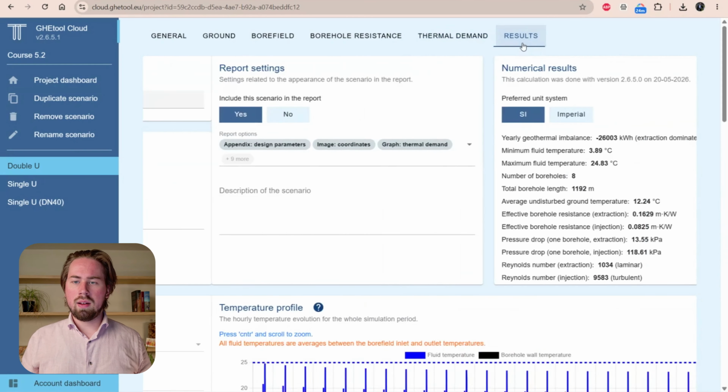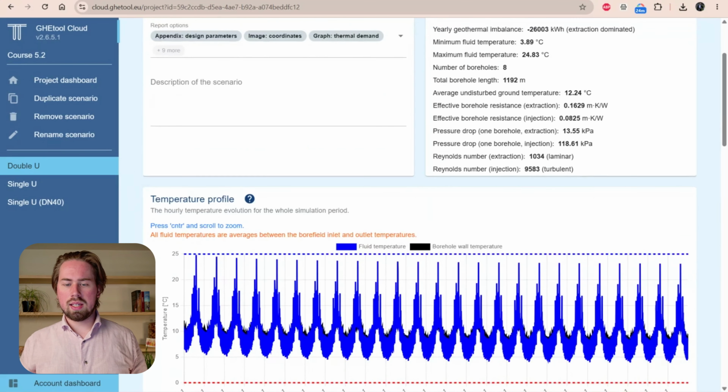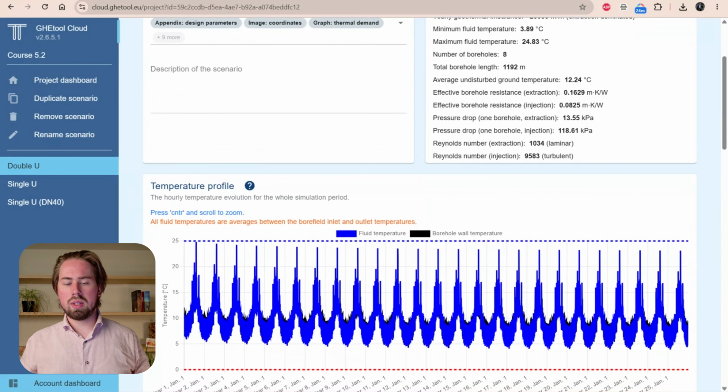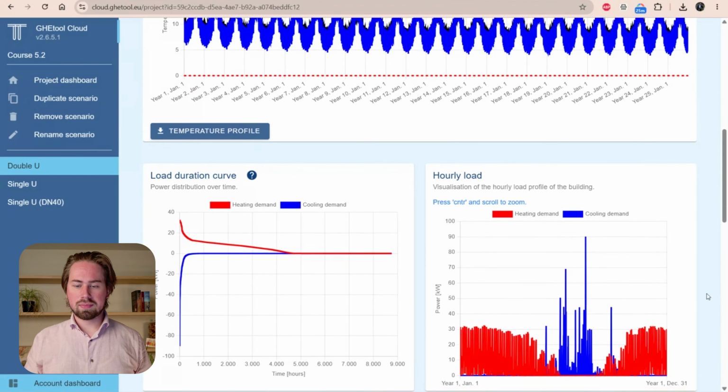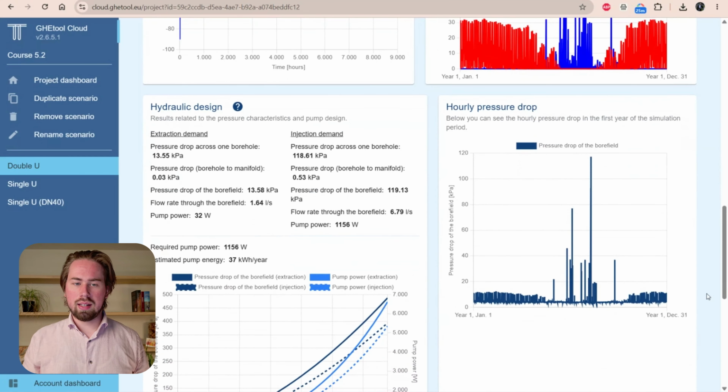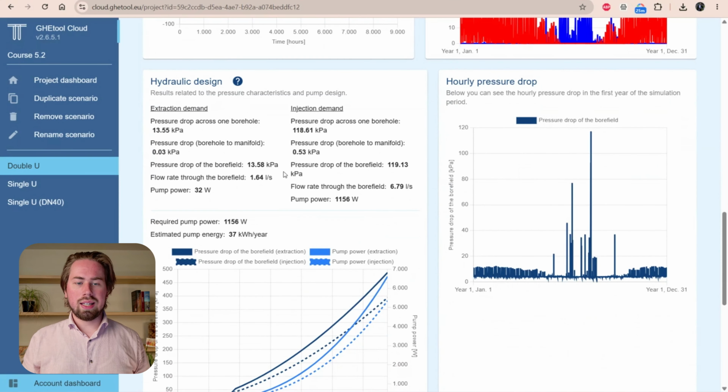And if we go to the results, we see here thermally we're beautifully within the limits, but you can already see, if we scroll down, our cooling demand is significantly higher than our heating demand. It's 90 kilowatts when compared to only 30. And this also reflects in the hydraulic option. So in extraction during heating, we only need 1.6 liters per second, but really the cooling demand is the most important. It's around 6.8 liters per second of flow rate that we have.